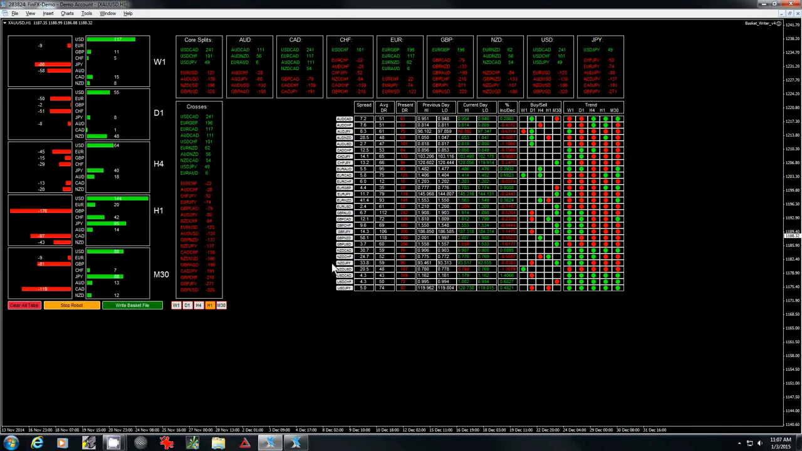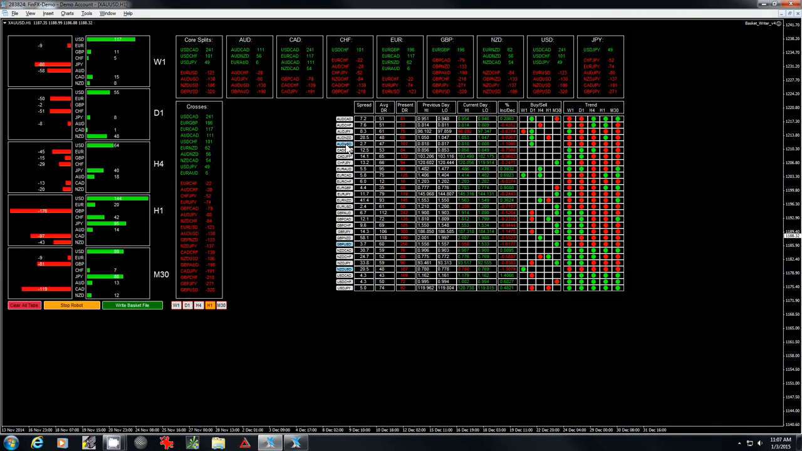So the first one I'm going to click on is the pound dollar. Then we're going to use the New Zealand dollar. And the Aussie dollar. And the Euro dollar.